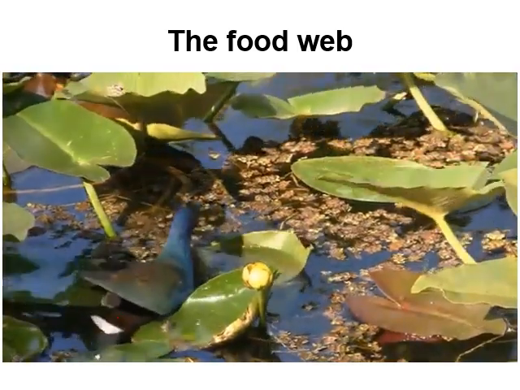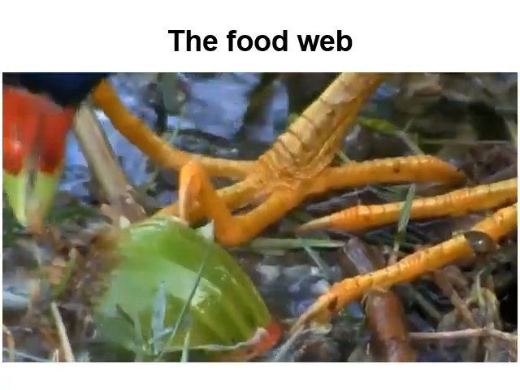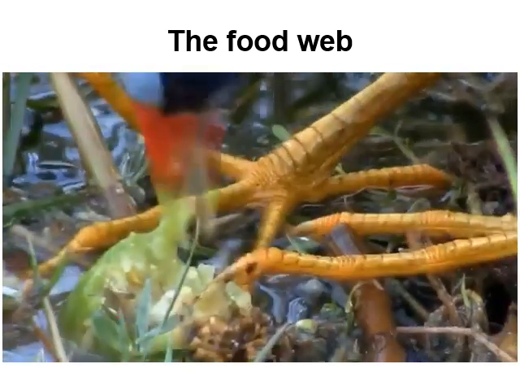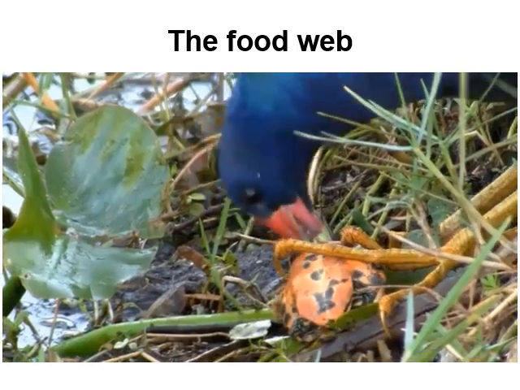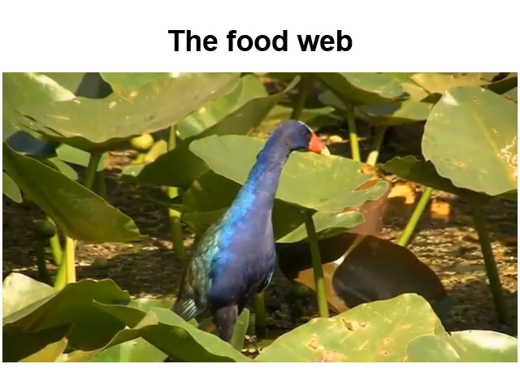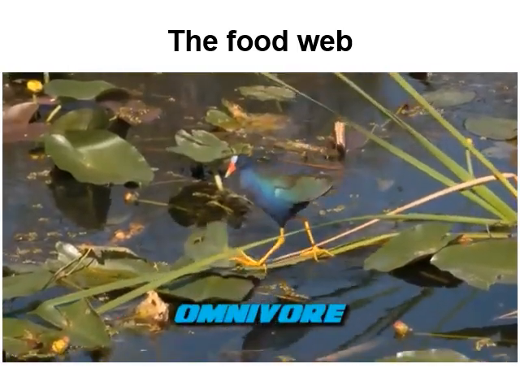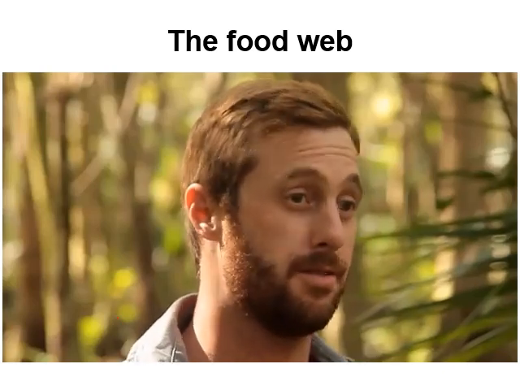The purple gallinule, on the other hand, is less picky. It might pick apart the fruit of a spatterdock plant to feast on its seeds, or score a bit of protein from a baby red-bellied turtle. Since the purple gallinule eats both animals and plants, we call it an omnivore. So that's just one little part of the Everglades food web.